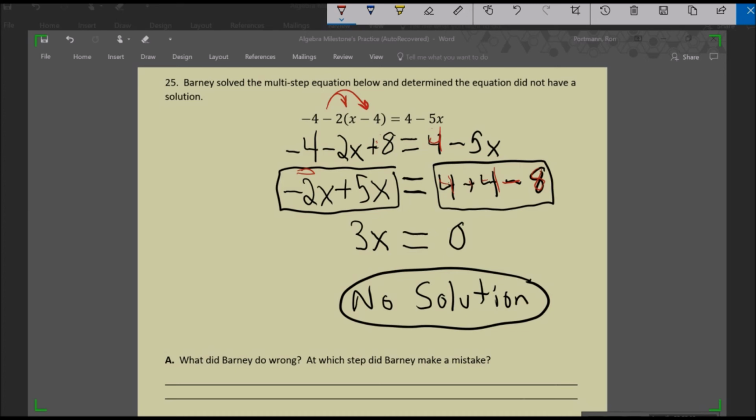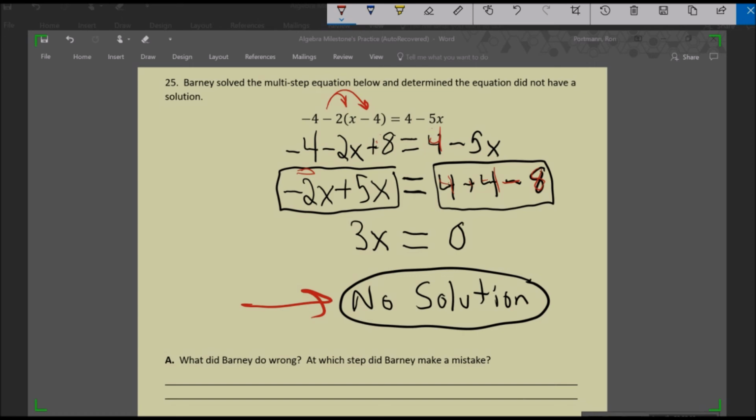Negative 2x plus 5x. If you don't know it, use your calculator. It ain't 7x. You're going to put 3x. It's the same thing as 5 minus 2. Negative 2 plus 5 is the same thing as 5 minus 2. So he got 3x, which is good. And then 4 plus 4 is 8. 8 minus 8 is 0. So far, we're good, all the way until we get down to our answer here. It says 3x equals 0.